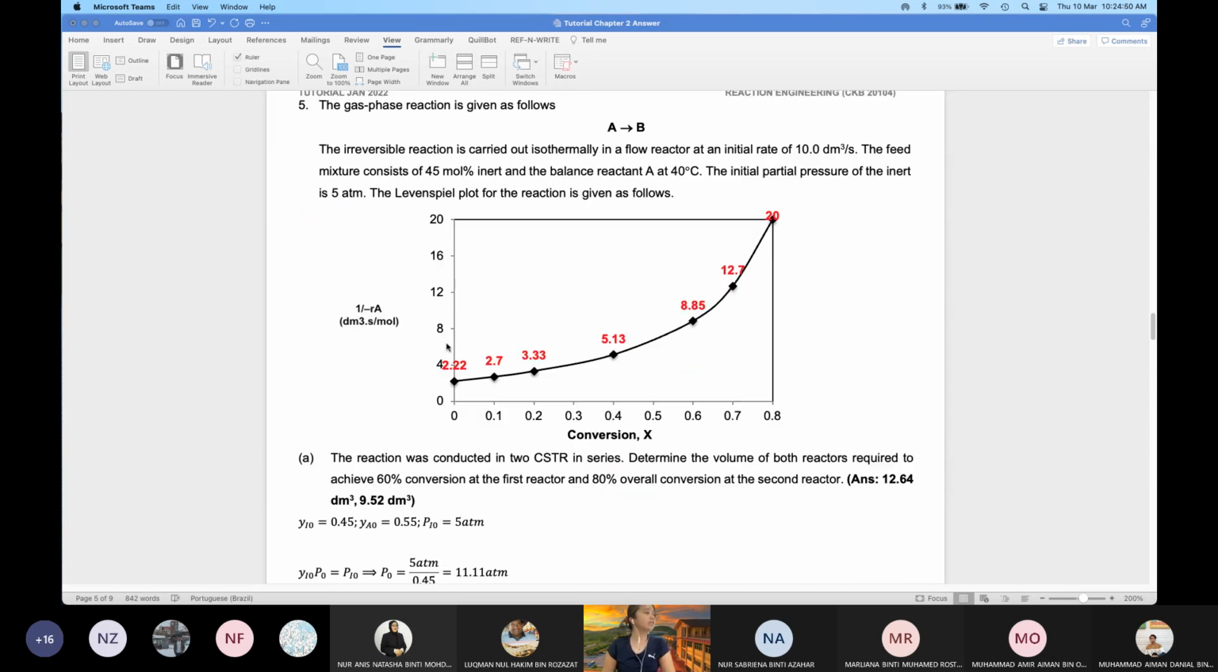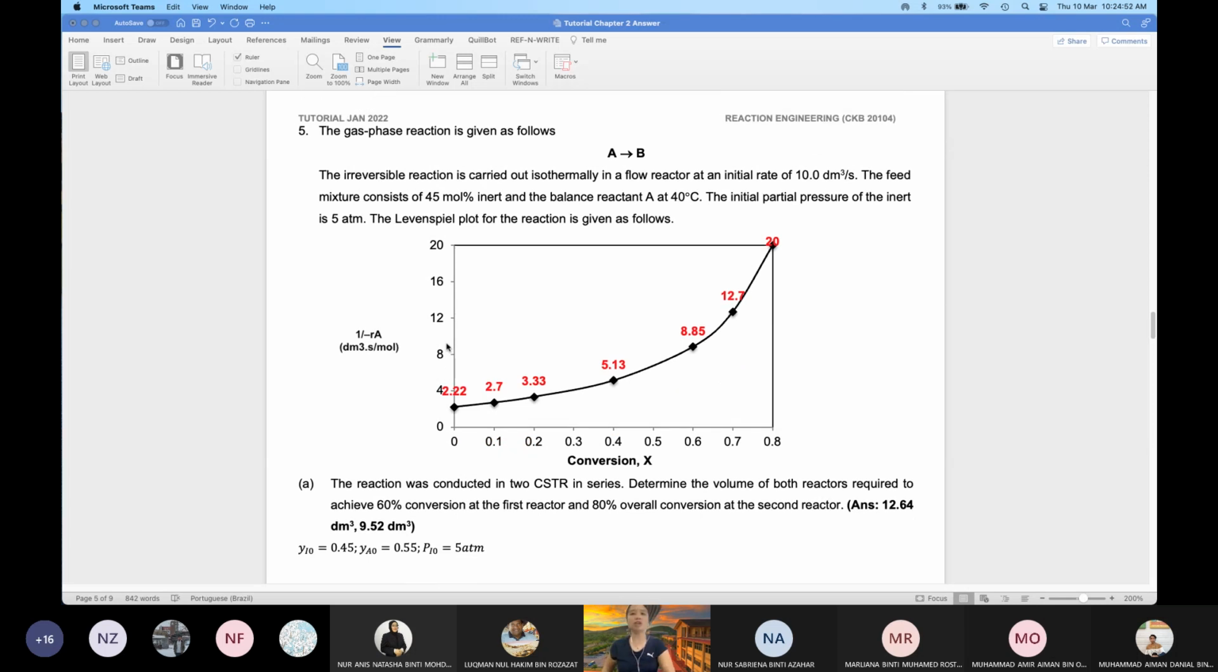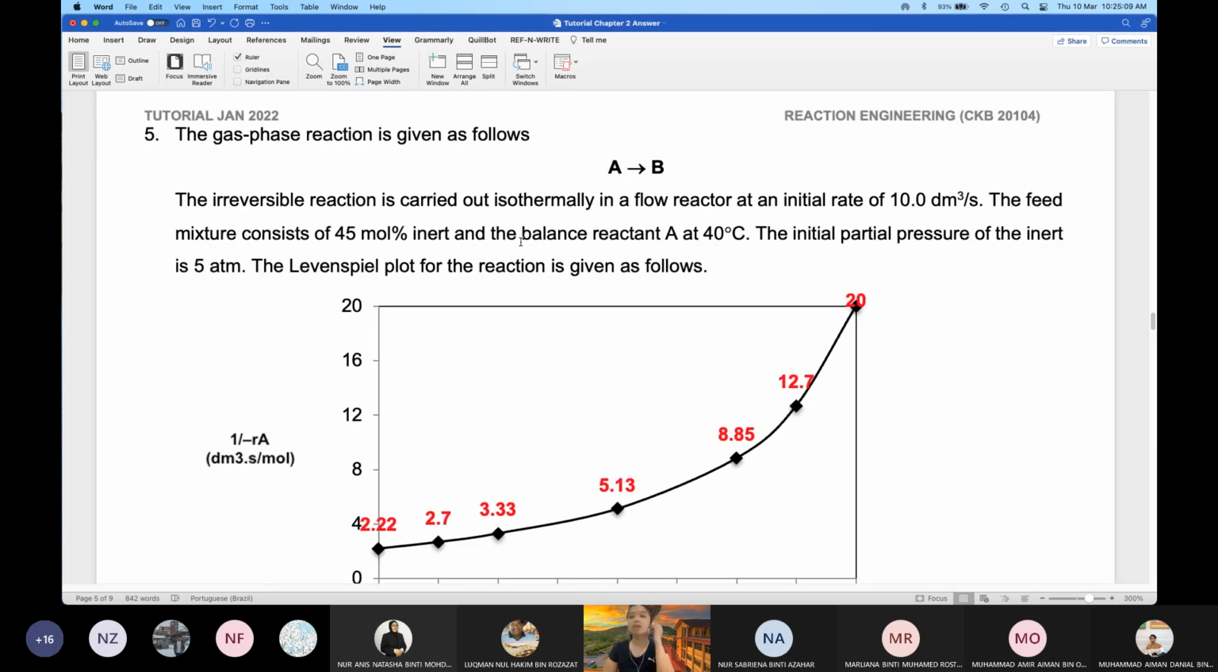Right. So the question says, the gas phase reaction is given as follows. A produces B. The irreversible reaction is carried out isothermally in a flow reactor at the initial rate of 10 dm cube per second. So at this part, there are certain words that maybe you are not sure of yet, but let me explain first.